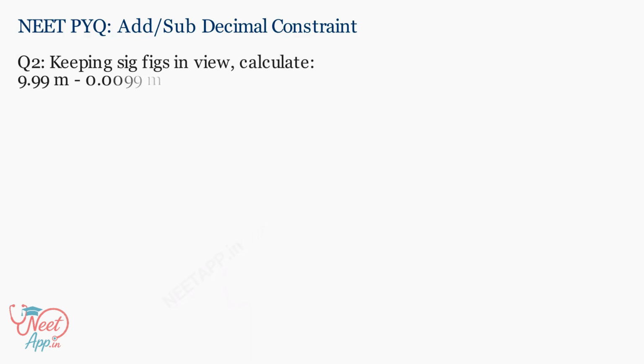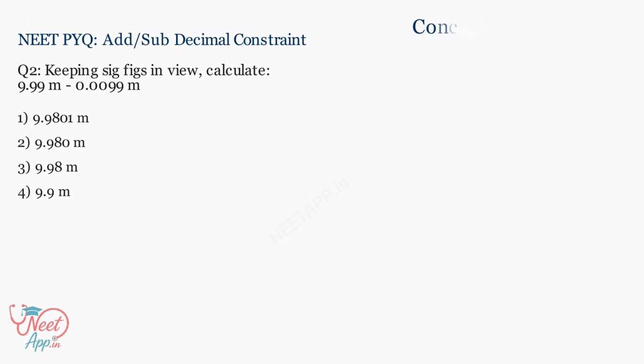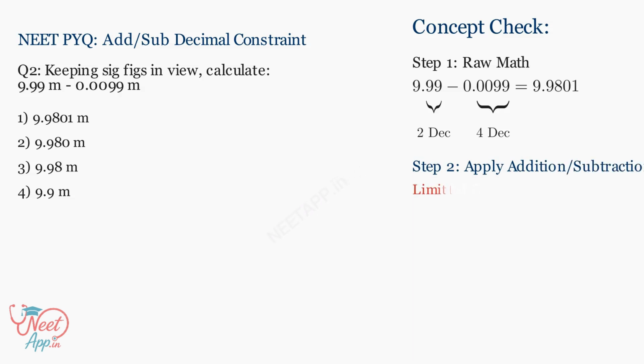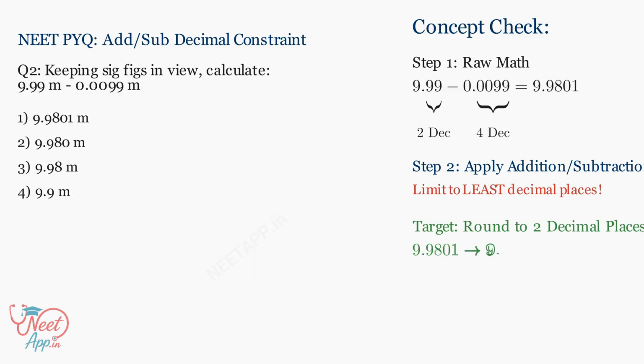Moving to question number 2. This is a classic NTA setup designed to test if you confuse the arithmetic rules. Taking into account the rules of significant figures, what is the calculated value of 9.99 meters minus 0.0099 meters? Step 1 is the raw math. When we subtract these two numbers on a calculator, we get 9.9801. Step 2 is applying the NCERT rule. Because this is subtraction, we do not care about the total significant figures. We only care about the decimal places. We must limit our answer to the input with the least decimal places. Look at 9.99. It has exactly 2 decimal places.